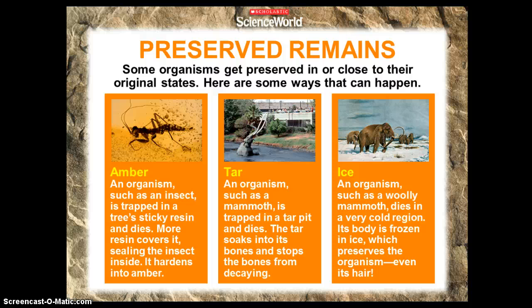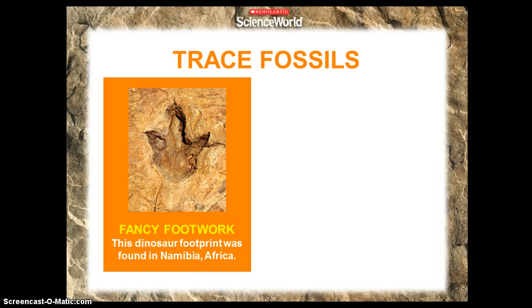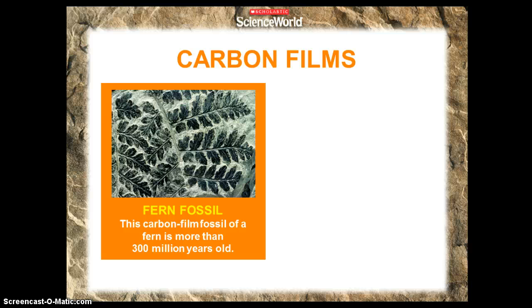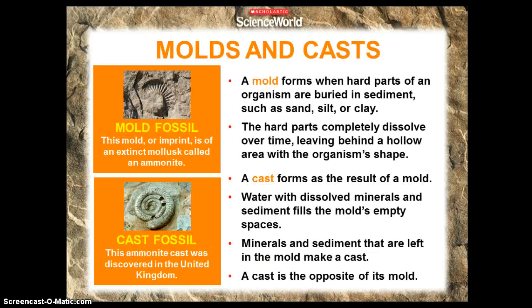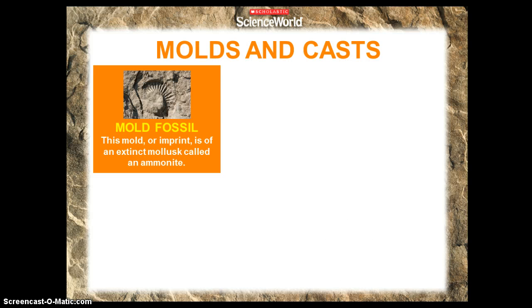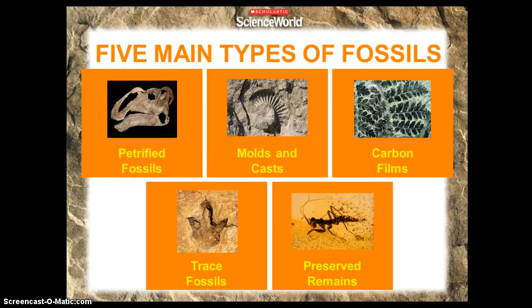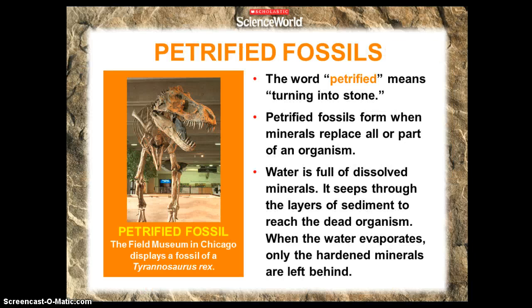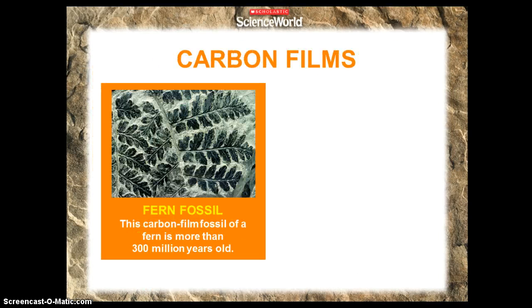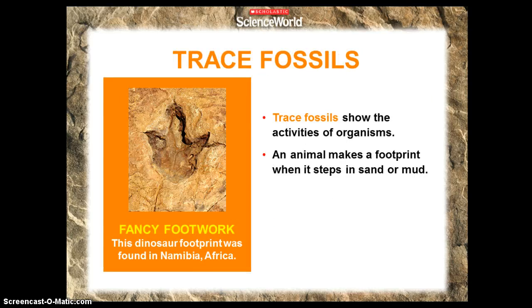So that kind of takes us back. Let me go back over the 5 types of fossils. If I can go quickly. No, I cannot. Slowly. Alright, we've got petrified fossils, molds and casts, carbon films, trace fossils, and preserved remains. And there's all the info for those.